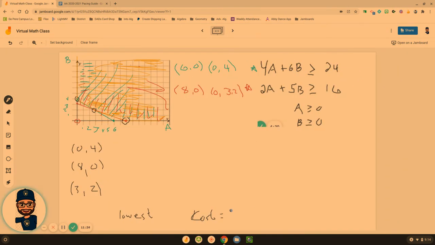So $6.99 times every A plus $17.99 for every B. And we're going to use that profit equation in with our vertices. All right, so if I use it here, 0 bags of A and 4 bags of B is going to cost $71.96. What about 8 bags of A and 0 bags of B? Or $6.99 times 8 is going to be $55.92.